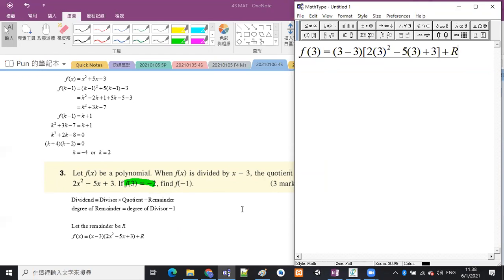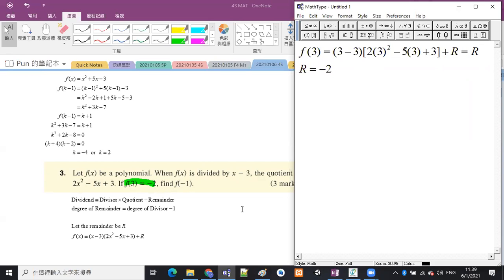OK, 咁呢度見到3減3就開心啦，因為後邊係咩都好啦。3減3係0，黐住佢嘅都變成0，所以 f3 should be equal to r. Can you see this? But it is also given that f3 is equal to -2. Our f3 is equal to r. The given f3 is equal to -2. Therefore, we can say that r is equal to -2.